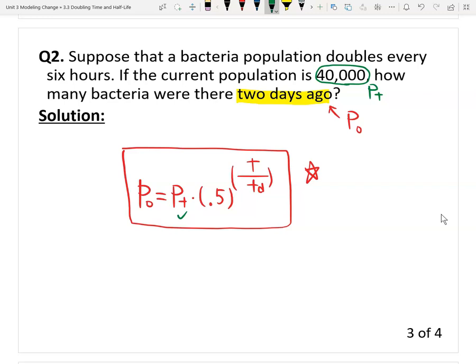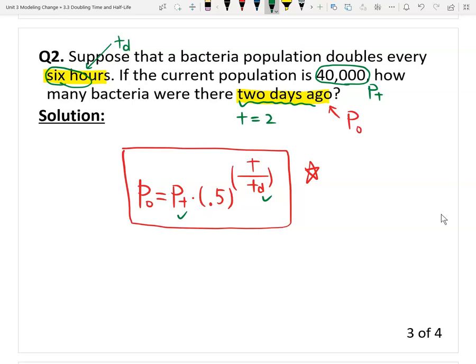What is TD? 6 hours. So we get it. This is the doubling time TD. So what is T? It says 2 days ago. That's exactly T. But be careful. Let me highlight. The doubling time is in hours, so T should be consistent also in hours. Therefore, we have to do a little change.